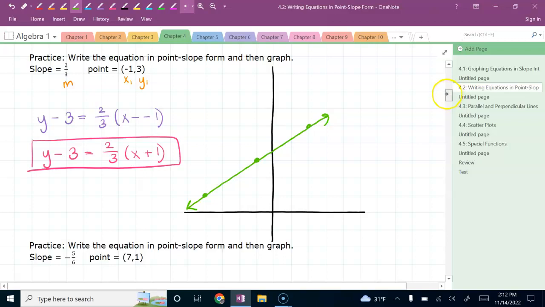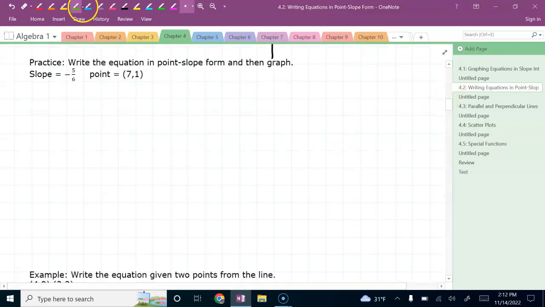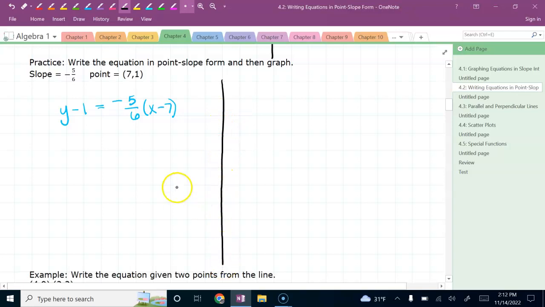Now for the second practice problem, to write your equation, it should have said y minus 1 equals -5/6 times x minus 7. When you start this one, you want to go over 7 to the right and up 1 to get your first point.